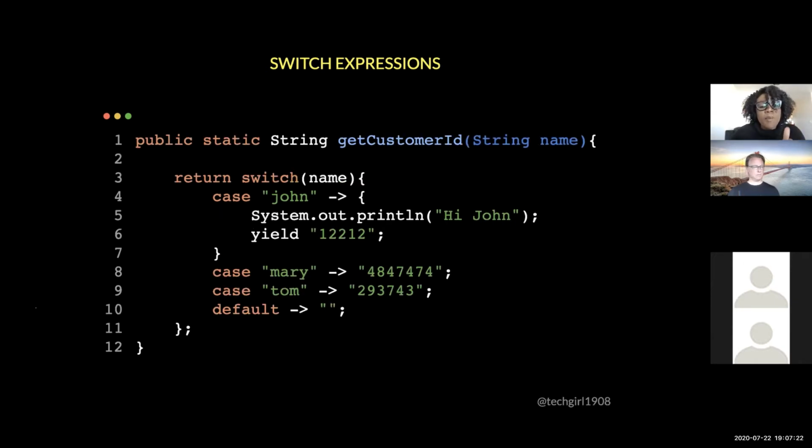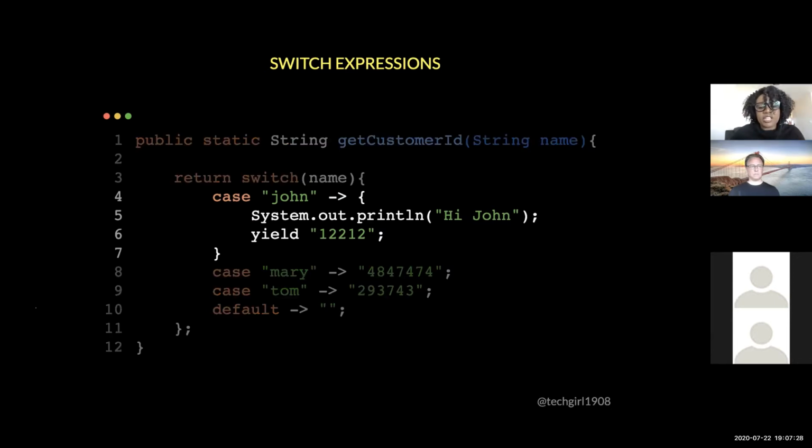You can also do more than just assign values with the switch expressions. For example, here we're using the lambda style arrow followed by a set of curly braces to indicate that we want a block of code to be executed in this case. So inside of the body of this case, we can add more statements like this one, but the last line of the case must yield a value to be returned.